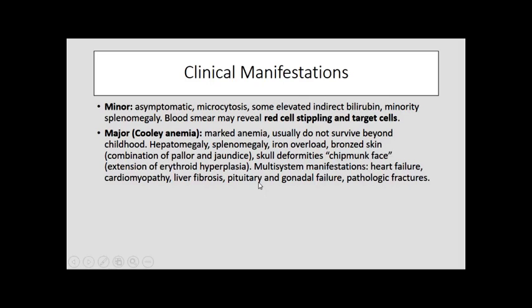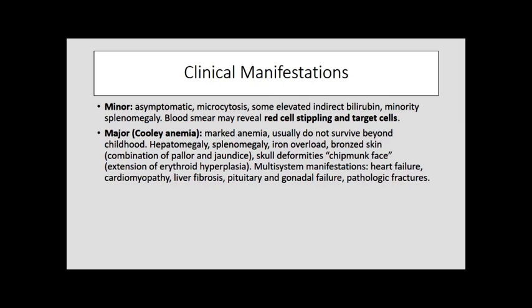And here we have the manifestations. We are only representing minor and major. Remember, intermediate is something in between. Okay, it's like an overlap. The minor type, or the trait, is an asymptomatic condition. They can present with microcytosis, sometimes elevated indirect bilirubin if there is hemolysis. Some can present with splenomegaly, and the blood smear may reveal something that is called red cell stippling and target cells. Okay, you don't have to look at any blood smear in clinical practice. You will have to read reports, okay?